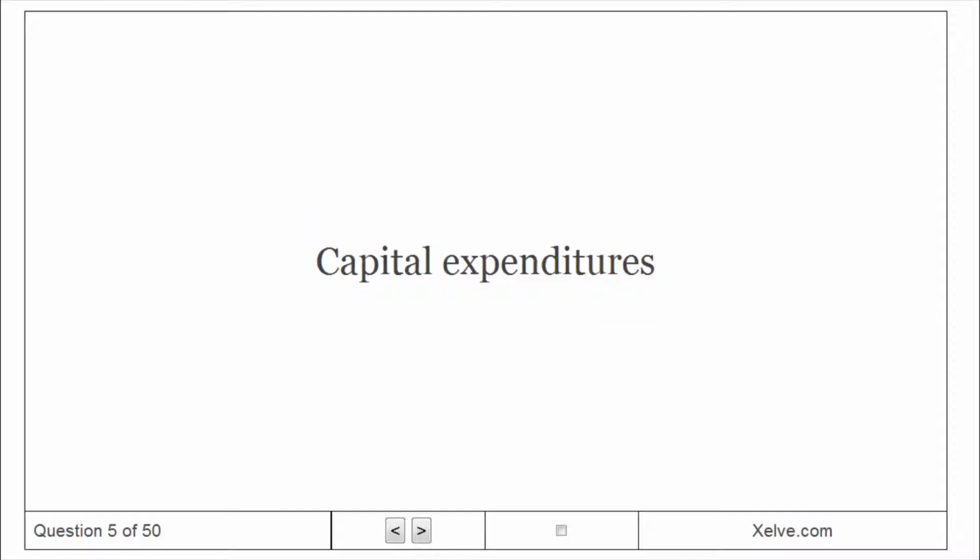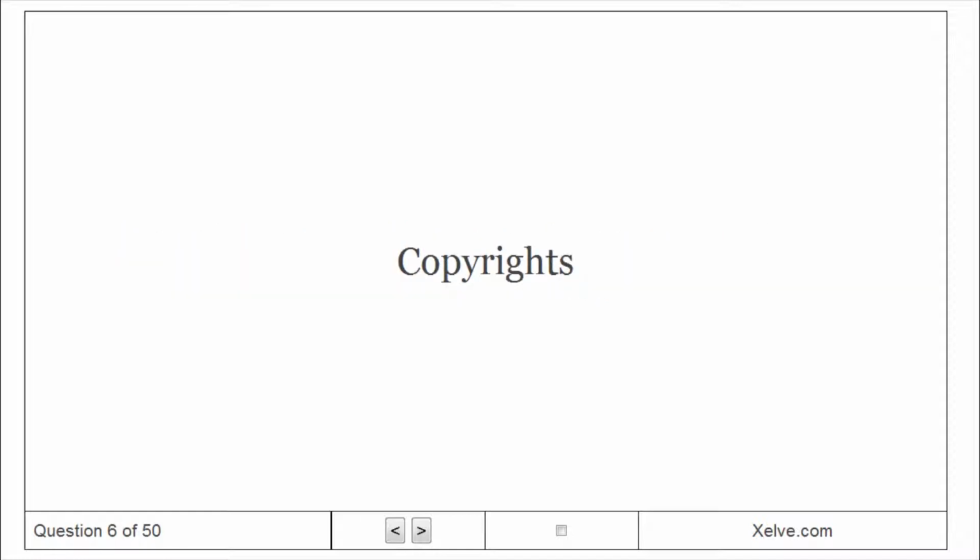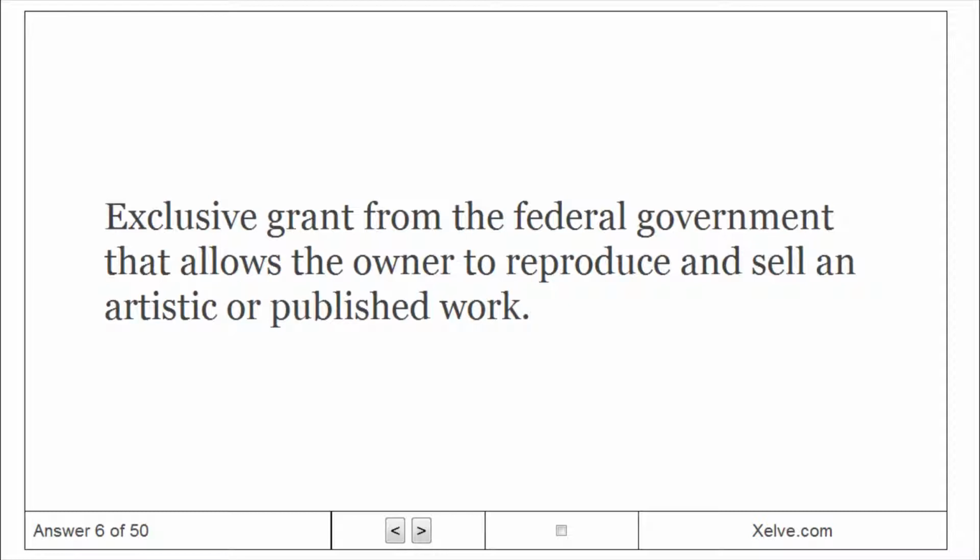Capital expenditures. Expenditures that increase the company's investment in productive facilities. Copyrights. Exclusive grant from the federal government that allows the owner to reproduce and sell an artistic or published work.